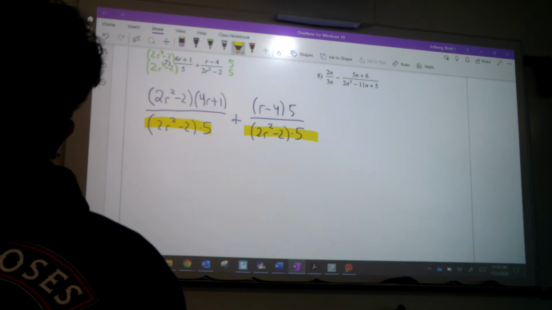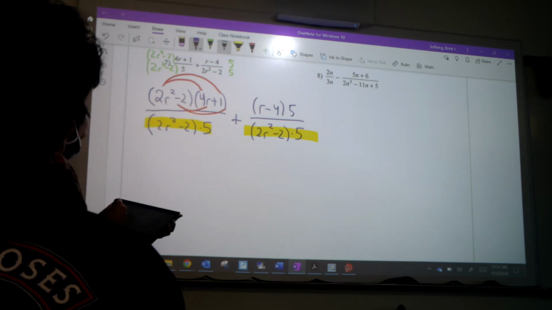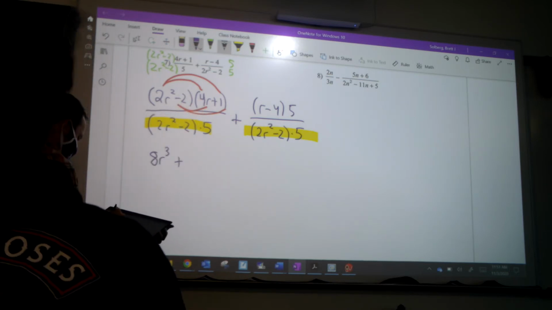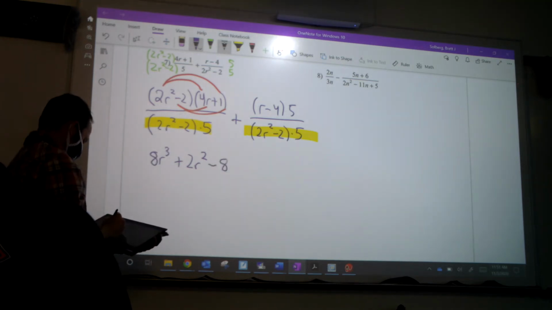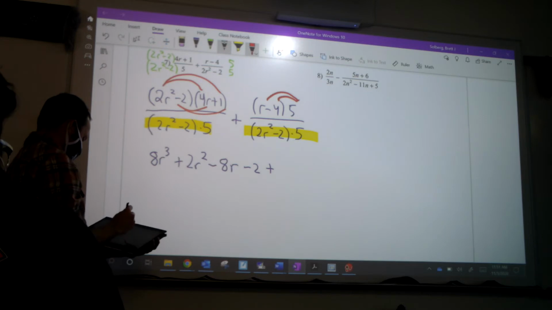That's what we want. So what can we do with the numerators? We can combine them. But to do that here, I have a binomial times a binomial, so I'm going to have to FOIL. Let's see what happens. 2r squared times 4r is 8r to the third. 2r squared times 1 is 2r squared. Negative 2 times 4r is negative 8r. Over on the other fraction, we are distributing a 5, so I get 5r minus 20.